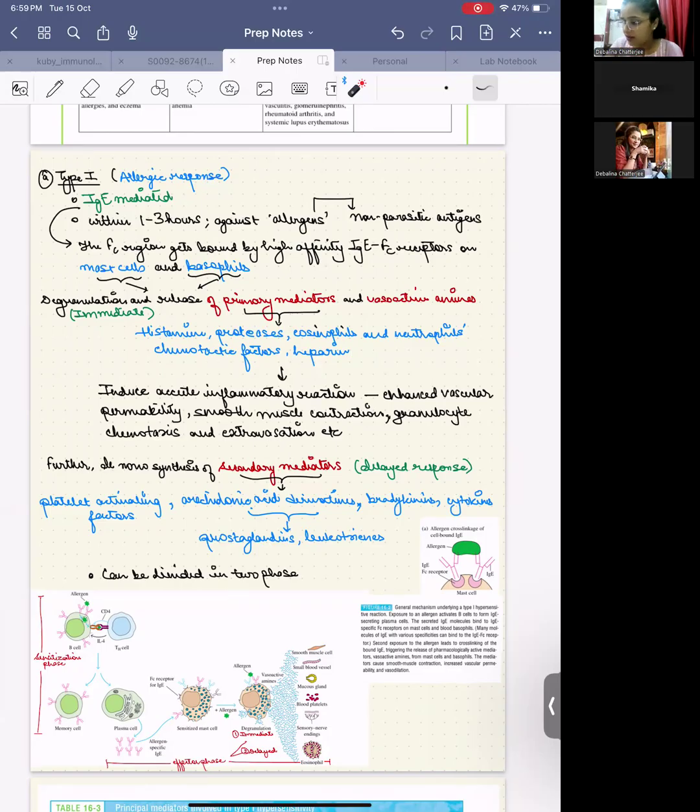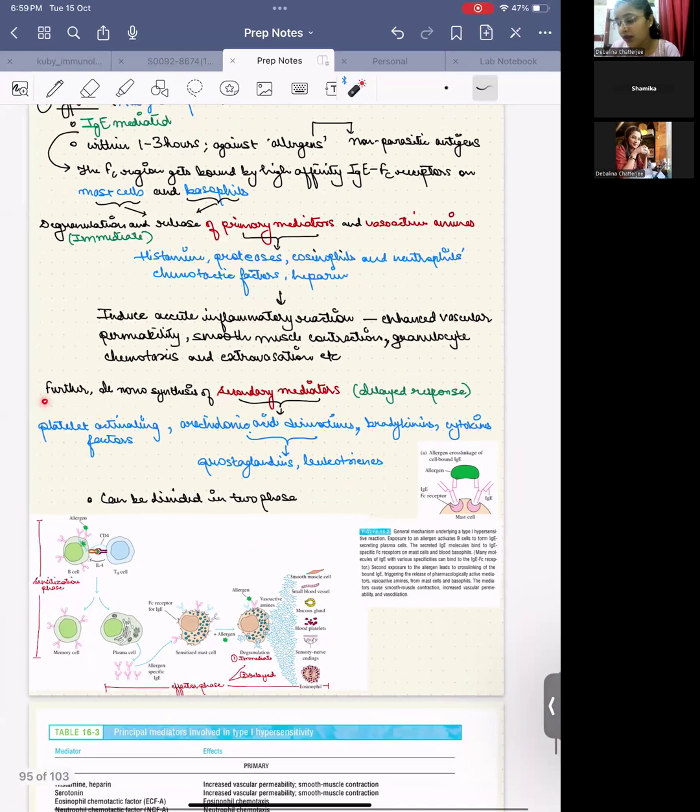So the primary response is that within the first 1 to 3 hours we have the degranulation and release of the primary mediators and vasoactive amines, because of which an acute inflammatory reaction is happening at the site of an allergen encounter.